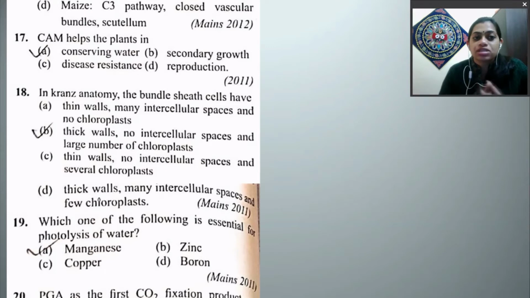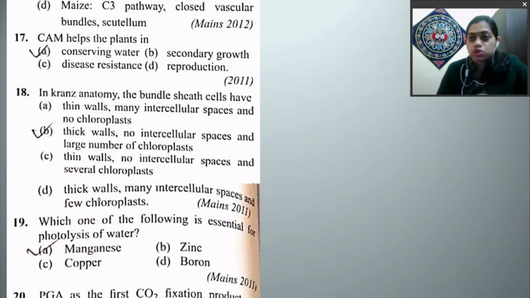CAM helps the plants in conserving water, crassulacean acid metabolism. So this helps plants in conserving water, secondary growth, decrease disease resistance and reproduction. So this helps in conservation of water. In Kranz anatomy, the bundle sheath cells have thin walls, many intercellular spaces and no chloroplast. Wrong. They have thick walls, no intercellular spaces and a large number of chloroplasts.